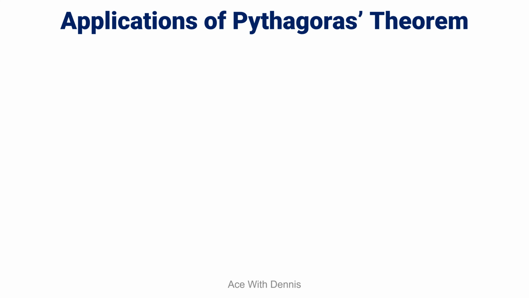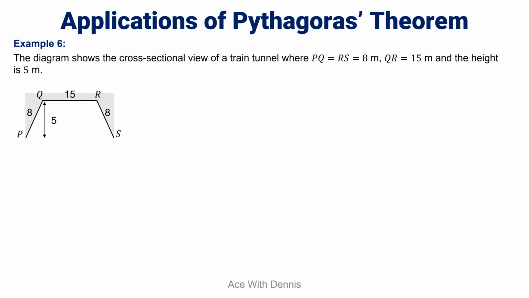Let's discuss one more example on Pythagoras theorem application. Example 6. Given this diagram, the diagram shows the cross-sectional view of a train tunnel where PQ equals RS, which is 8 meters. QR equals 15 meters and the height is 5 meters. Find the width PS of the bottom of the tunnel. So here's the solution.